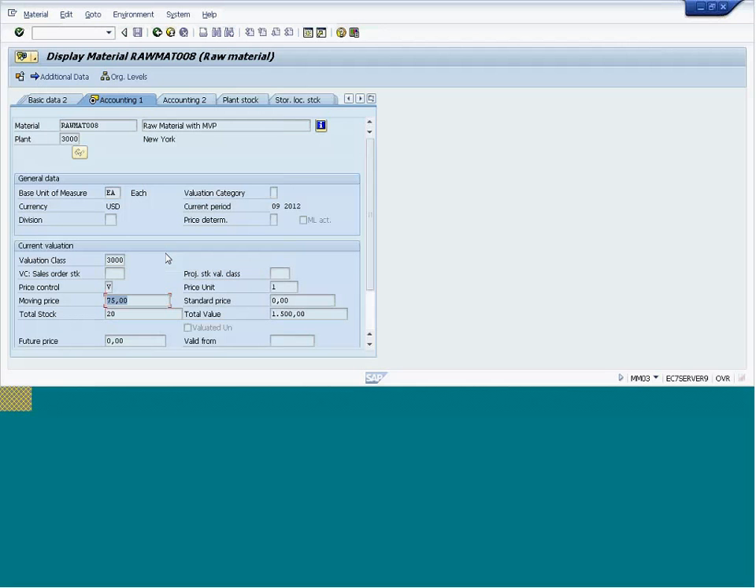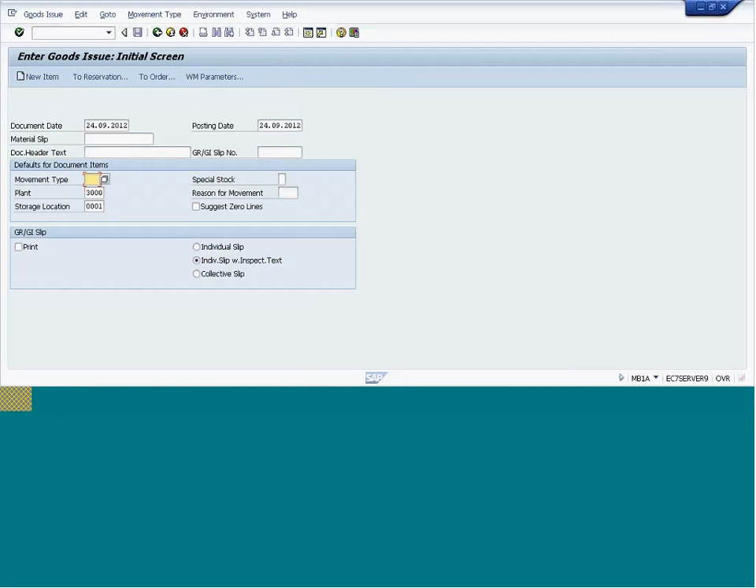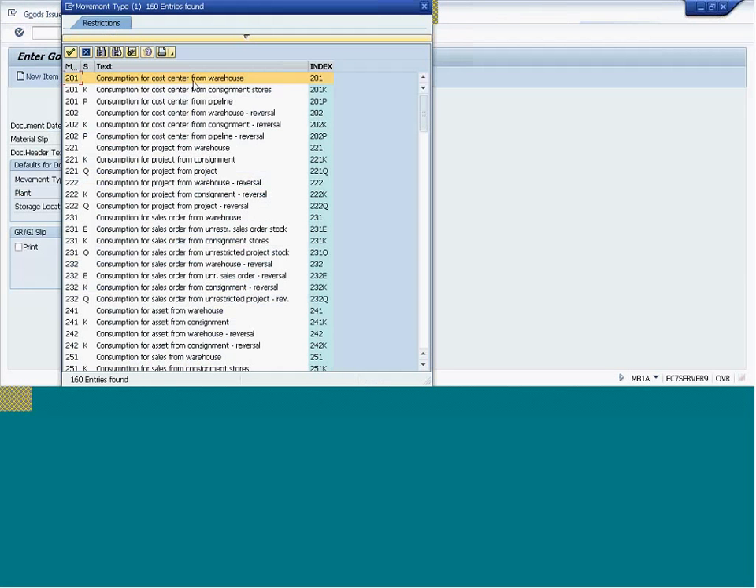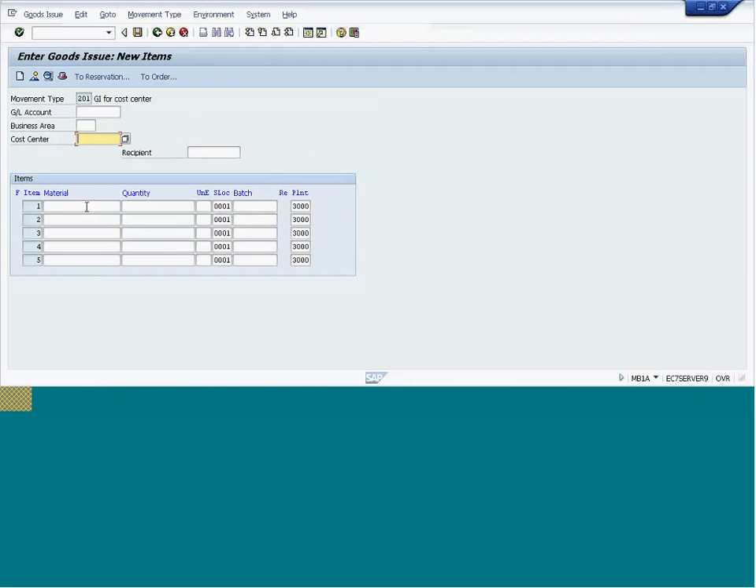Yes. Okay. So now we saw one side of it. Now let's see the other side of it. Let us issue the same material now, right? So let's say there is another transaction called MB1A, which is for issue, right? So I'm issuing to a cost center. 201 is the movement type. Yeah, 201 is the movement type for the cost center issue. So here I can take the same material, and let's say now we issue 5 quantity to a cost center.